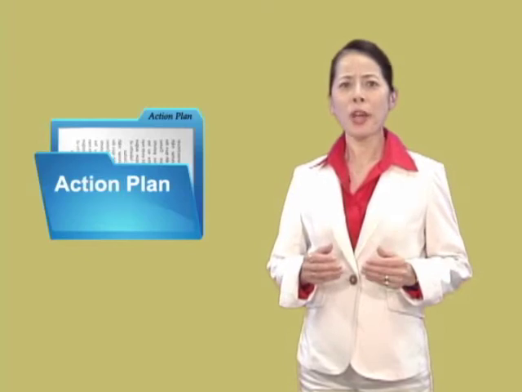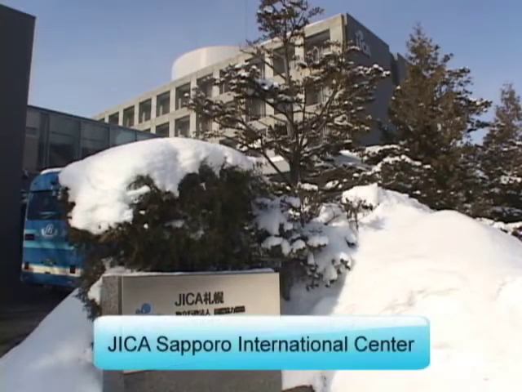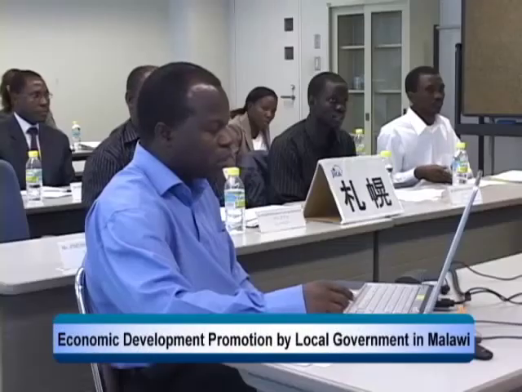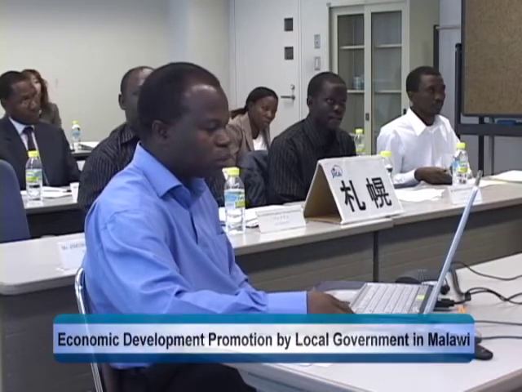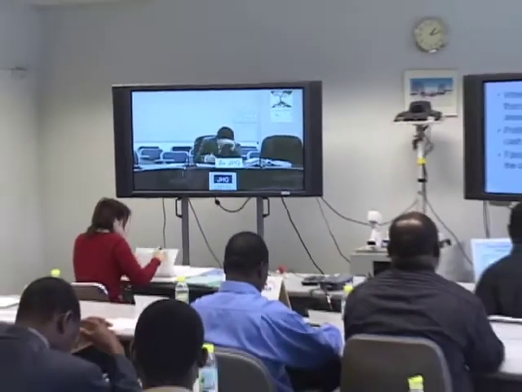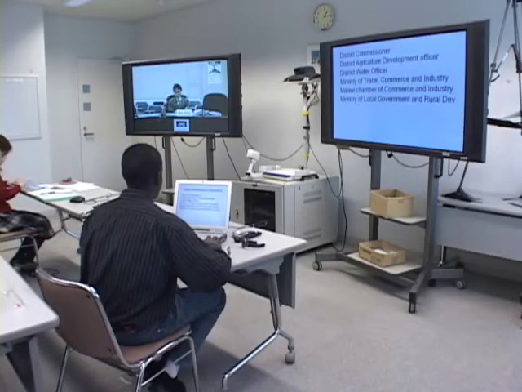Now, let me show you an actual scene from an action plan presentation. This is a scene from an action plan presentation at a JICA training course. The course title is Economic Development Promotion by Local Government in Malawi. The training course is taking place about 1,000 kilometers from Tokyo, and the action plan presentation is carried out using a TV conference system connecting the training site with JICA headquarters in Tokyo.